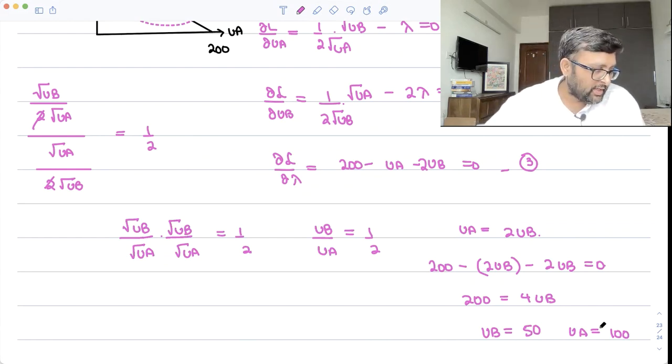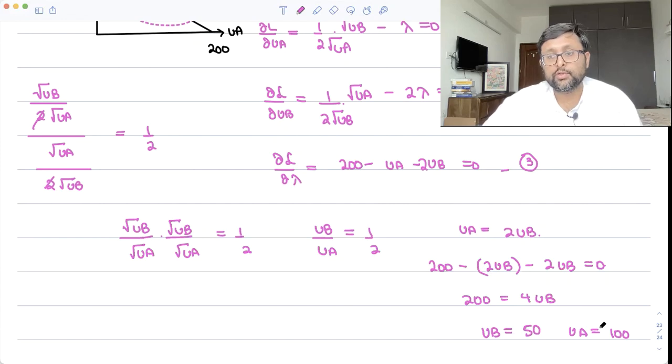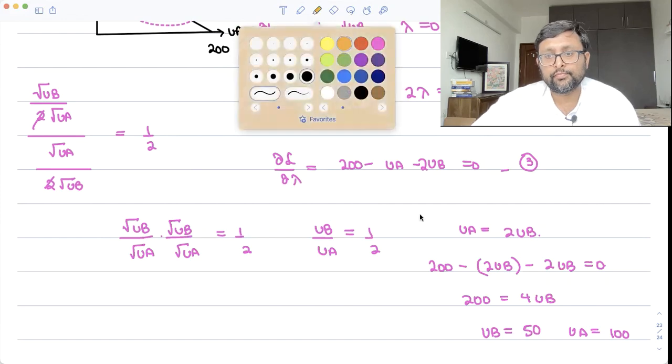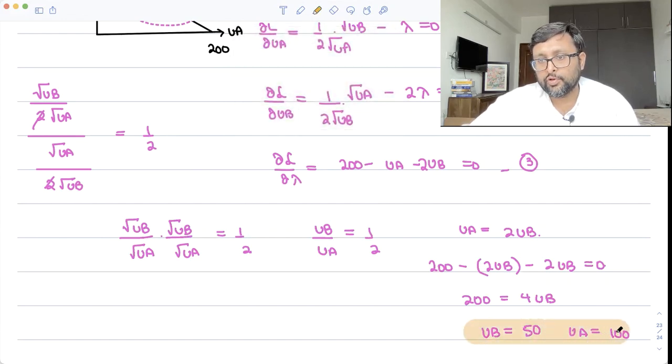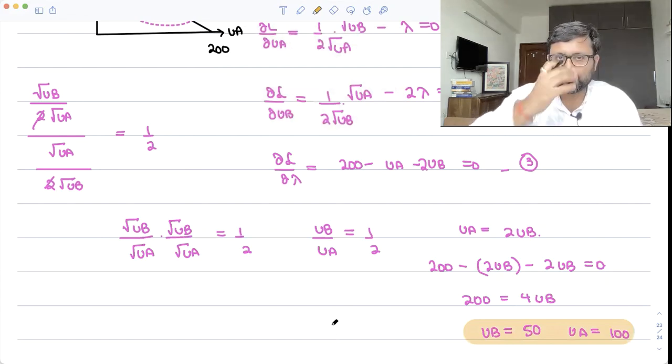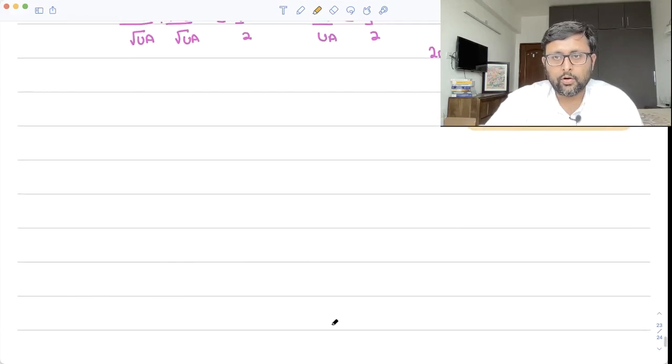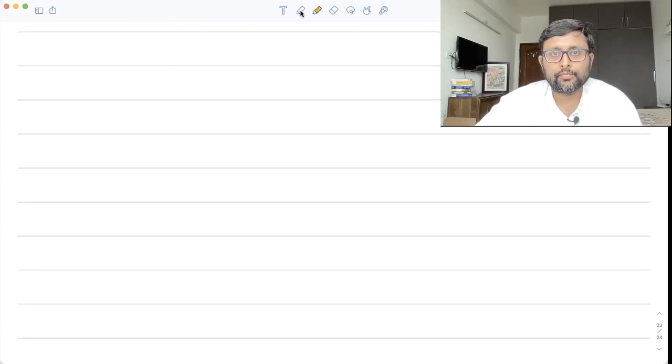So what is it that you have seen? If the objective is to maximize root of UA, root of UB, then at what levels of UA and UB, given this utility possibility frontier, is the social welfare going to be maximized? It is going to be maximized at this level. UB is equal to 50 and UA is equal to 100, right?